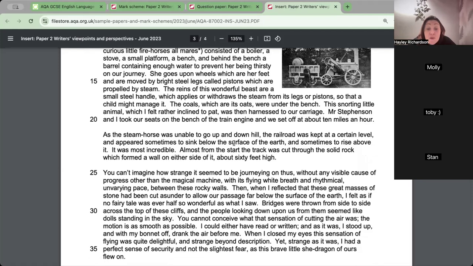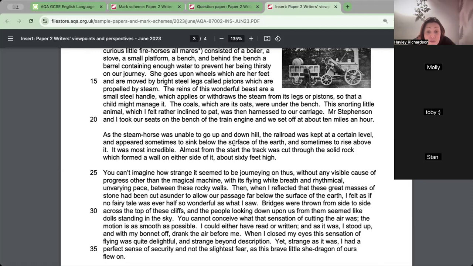Almost from the start, the track was cut through the solid rock which formed a wall on either side of it, about 60 feet high. You can imagine how strange it seemed to be journeying on thus, without any visible cause of progress other than the magical machine, with its flying white breath and rhythmical unvarying pace between these rocky walls. Then, when I reflected that these great masses of stone had been cut asunder to allow our passage far below the surface of the earth, I felt as if no fairy tale was ever half so wonderful as what I saw. Bridges were thrown from side to side across the top of these cliffs, and the people looking down upon us from them seemed like dolls standing in the sky.